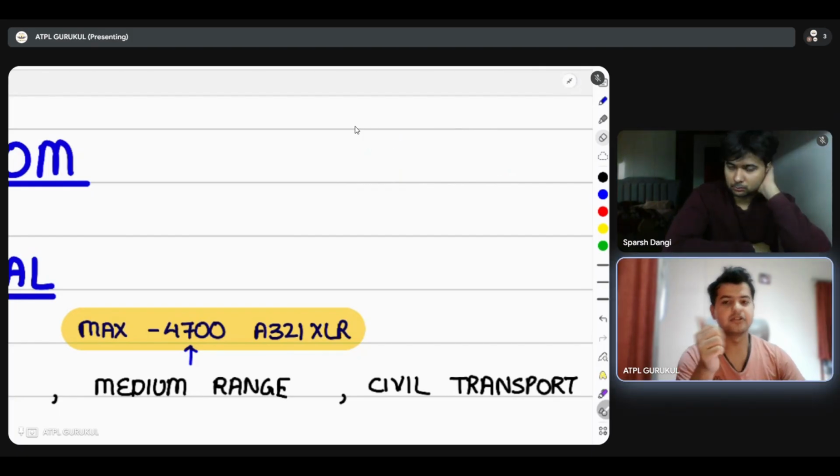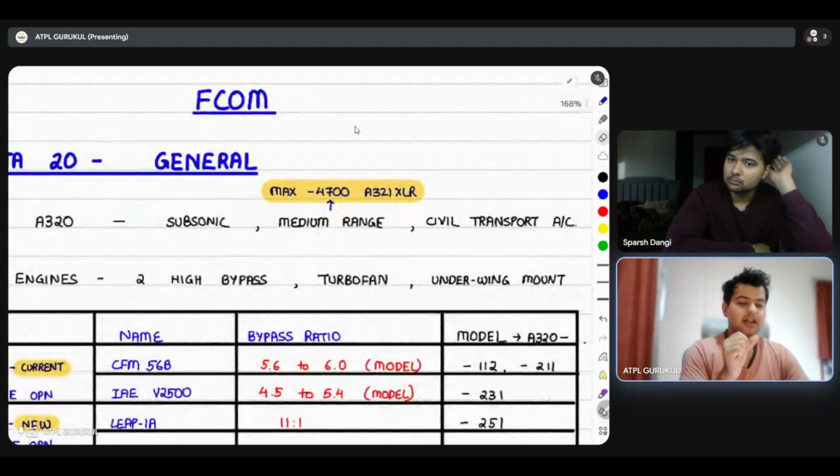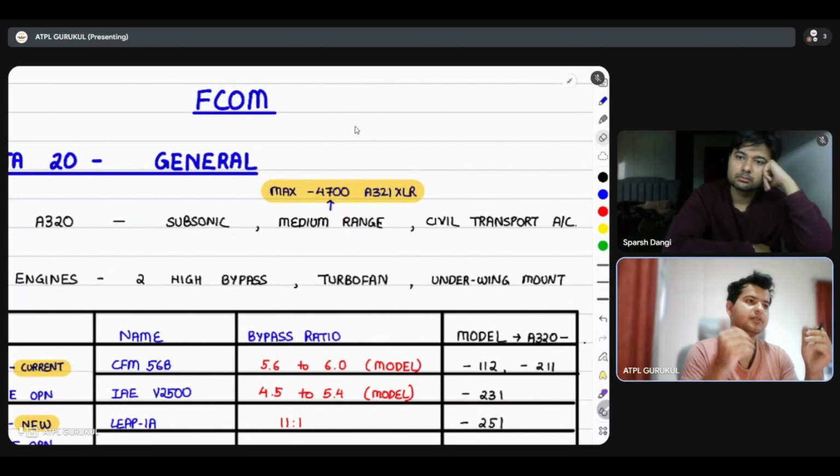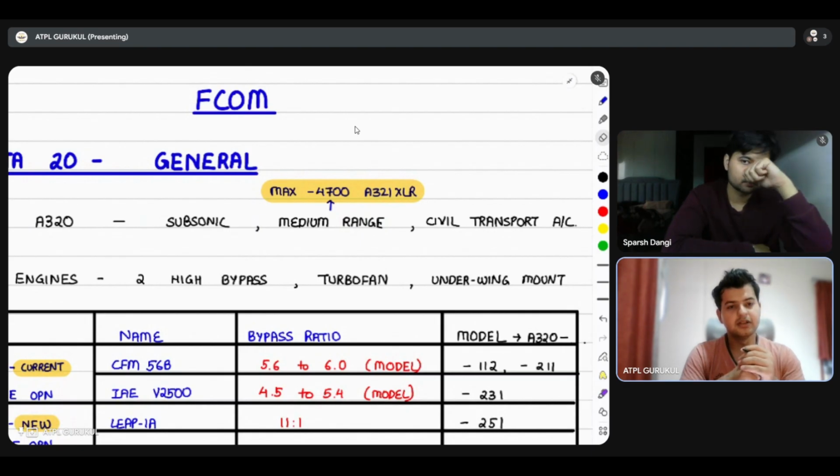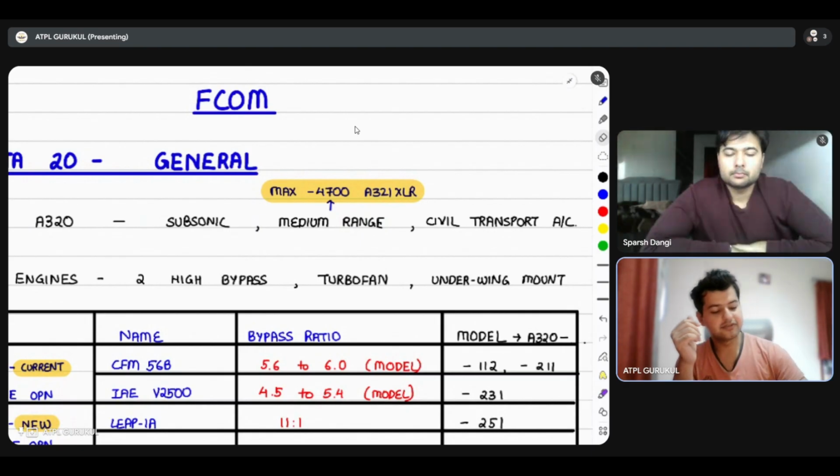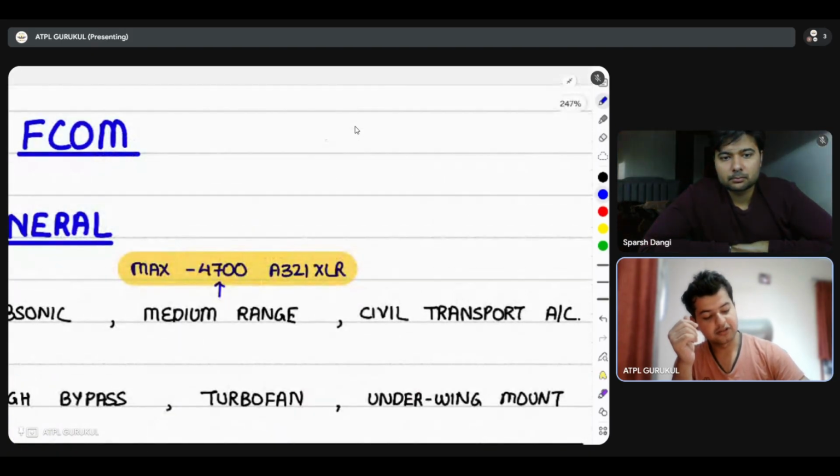In case you have any doubts, you can always look up Oxford. And they are mounted under the wing. What is the benefit of mounting an engine under the wing? If you're mounting an engine under the wing, you can always feed fuel into the engines with the help of gravity, which is also possible on the A320 aircrafts. Okay. How is an engine mounted on the wing of the aircraft?